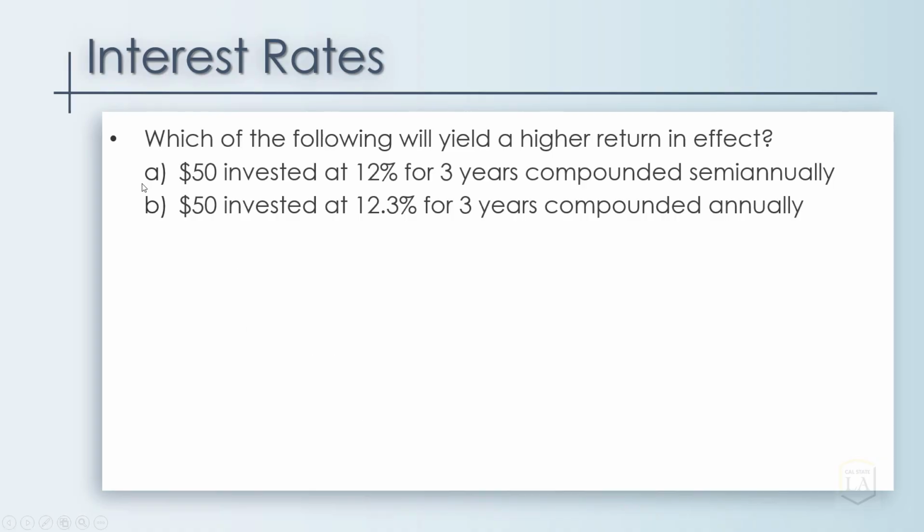Once again, $50 invested at 12% for 3 years compounded semi-annually would be the same thing as $50 invested at 12.36% for 3 years compounded annually. That would give us the same result. So for an apples-to-apples comparison, 12.36 versus 12.3, what would give us a higher return? It would be A. So this is the last topic to be covered for chapter 5.